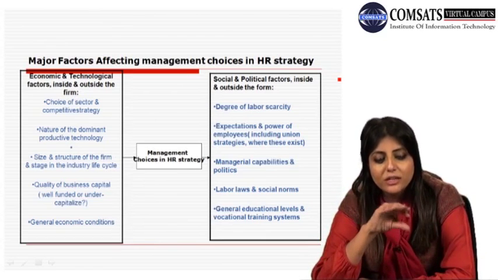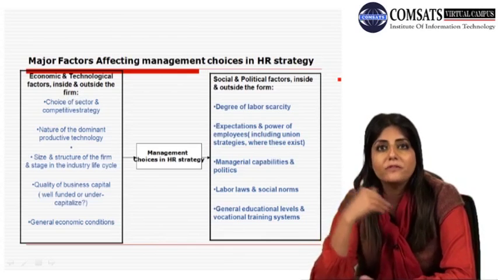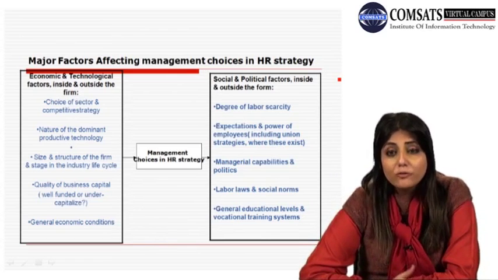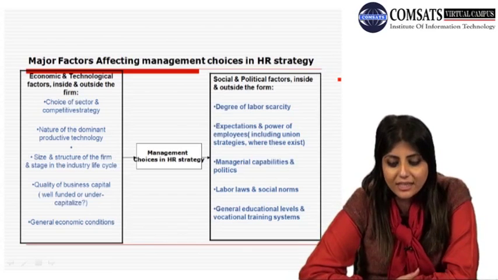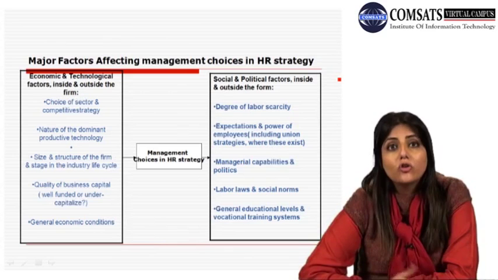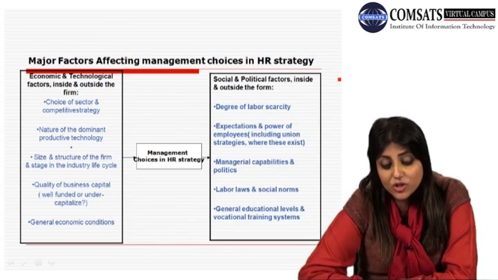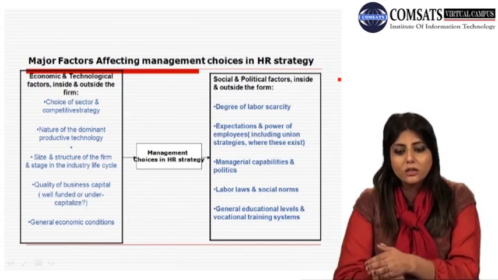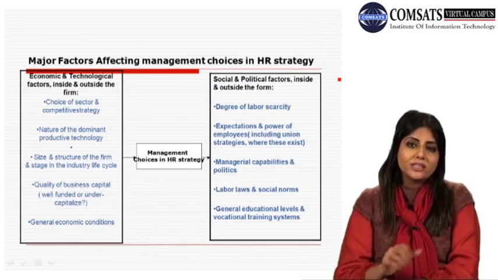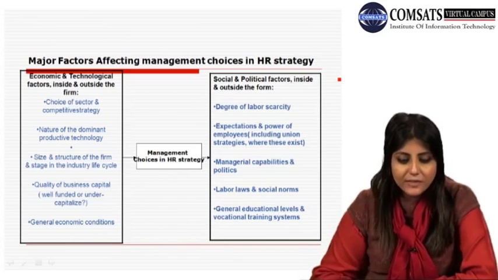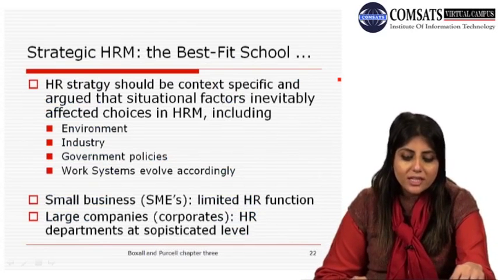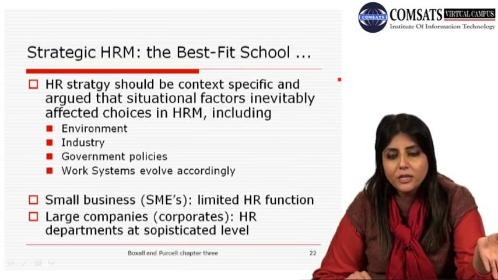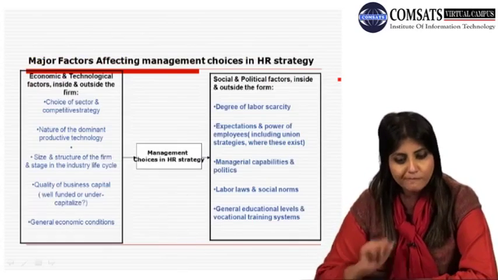So these are the factors related to the economy and technology inside and outside the firm, and we have the social and political factors inside and outside the firm, such as the degree of labor scarcity, expectations and power of employees, including the union strategies where they exist, then managerial capabilities and politics, labor laws and social norms, what kind of laws and norms are prevalent, and general educational levels and vocational training systems. So keeping in view all these different aspects from inside and outside the organization, it develops its management choices and its management strategy. As we saw in our previous slide, a firm is keeping all these things in mind, its environment, its industry and its government policies, and then is making the decisions of its human resource management, which is context specific and situation specific.